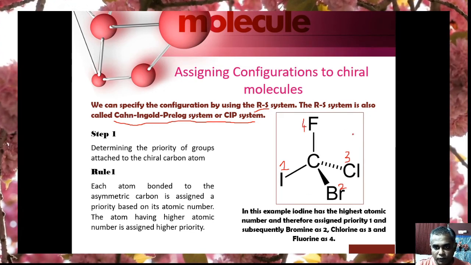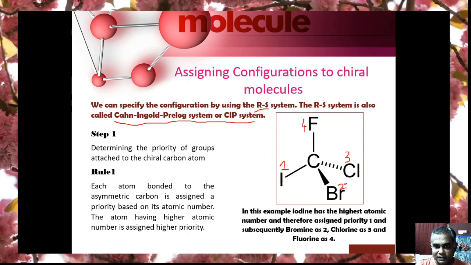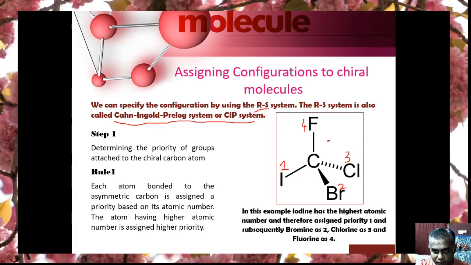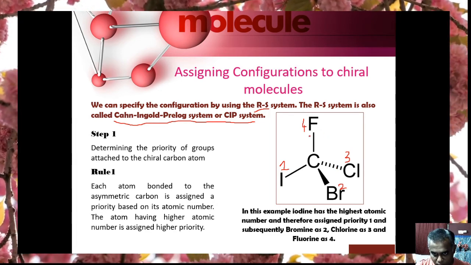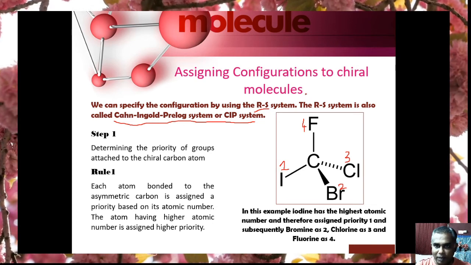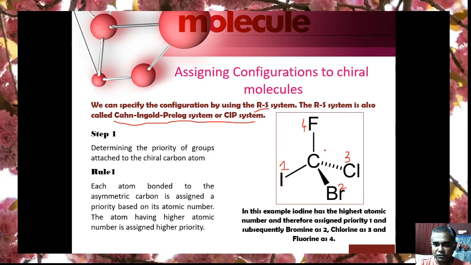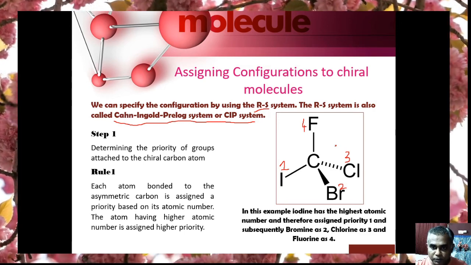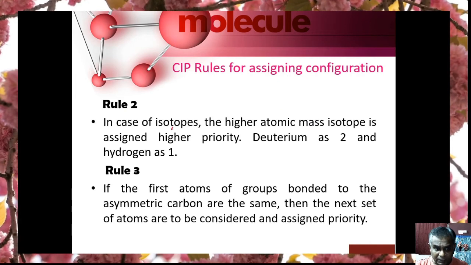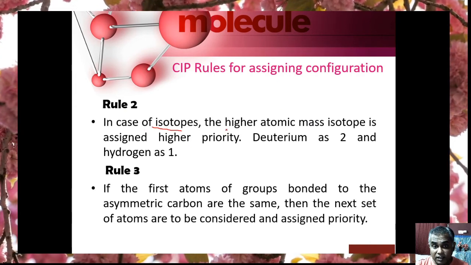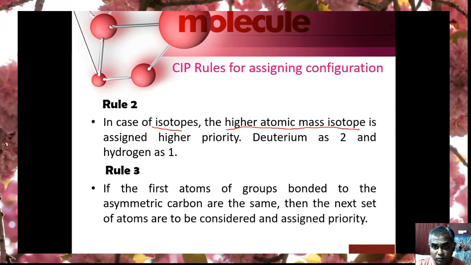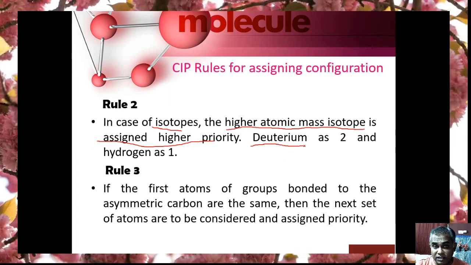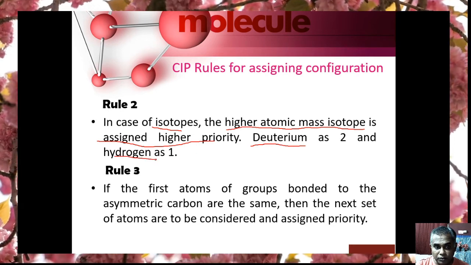Okay, so the first thing in assigning configurational nomenclature to a molecule is to check whether the molecule is chiral by applying all the 4 rules that we have discussed so far. Then we have to assign the priority for the groups or atoms attached to it. In the case of isotopes, the higher atomic mass isotope is assigned the highest priority. For example, deuterium gets the highest priority when compared to hydrogen.